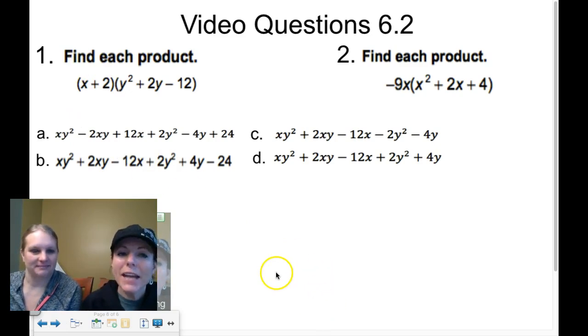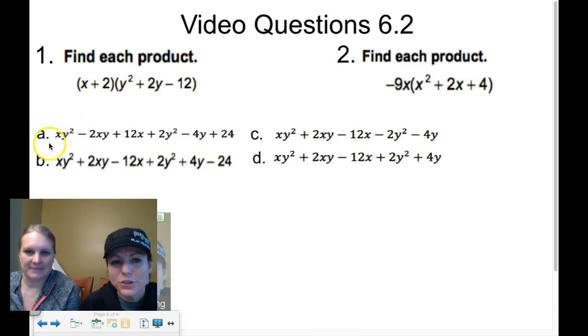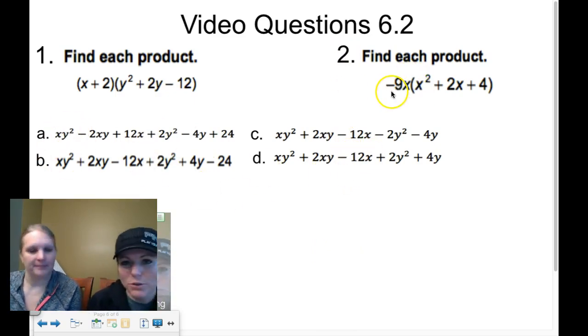So, number 1, find each product. You guys should be able to do this, you're just distributing. Easy peasy. And there's your multiple choice options. And number 2, find each product. Same thing, let's distribute.